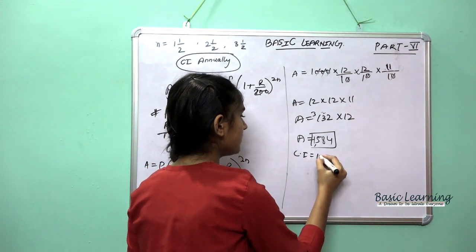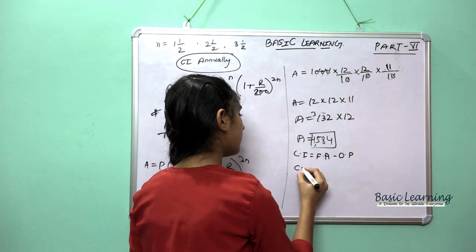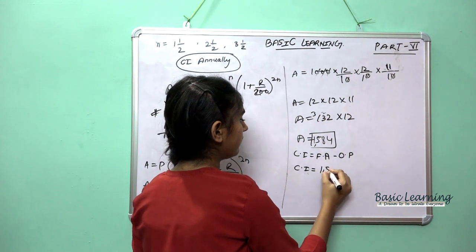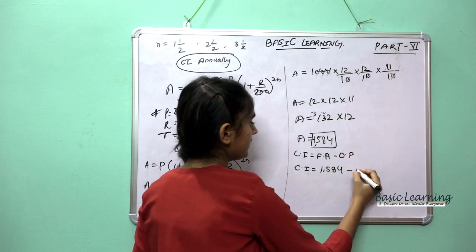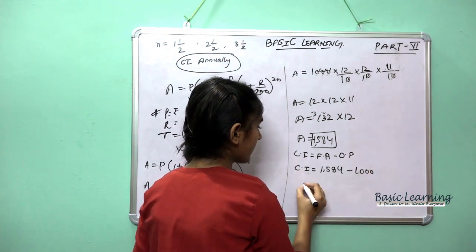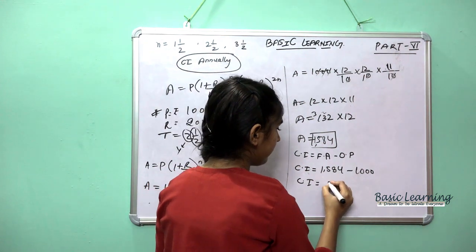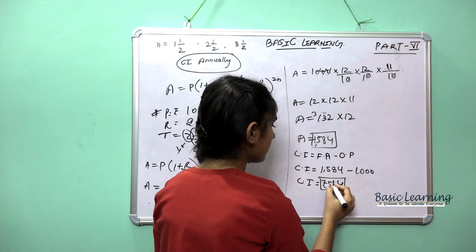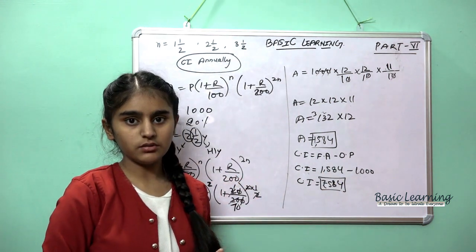Compound interest formula is final amount minus original principal. Our final amount is 1584 minus 1000. Principal is 1000. So your compound interest is 584 rupees. I hope that this question is also clear to you.